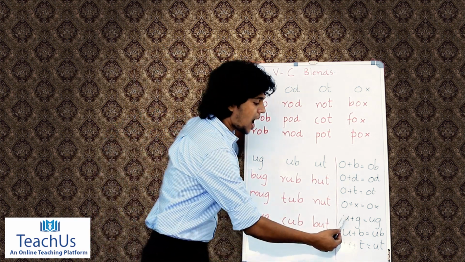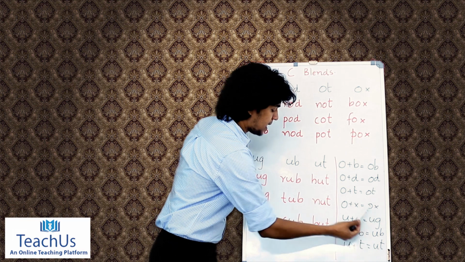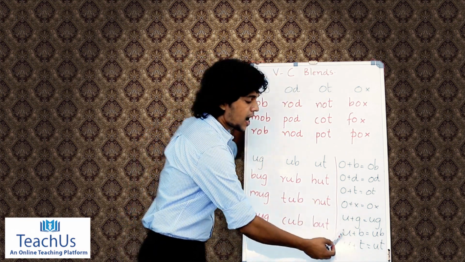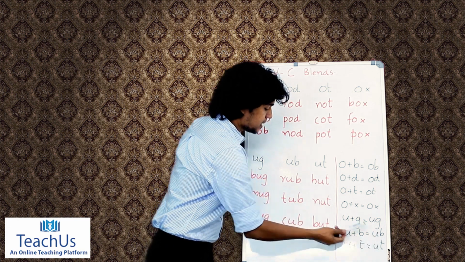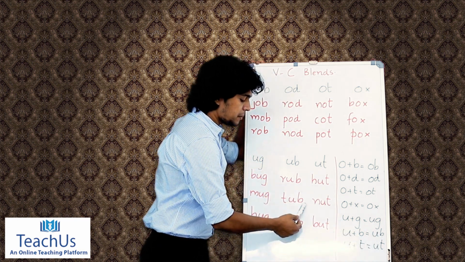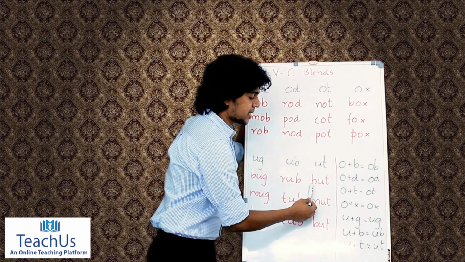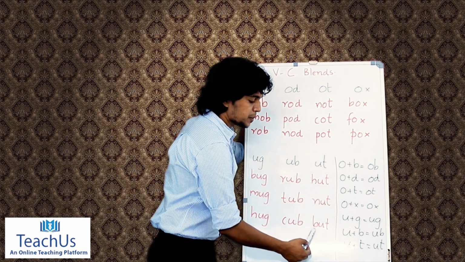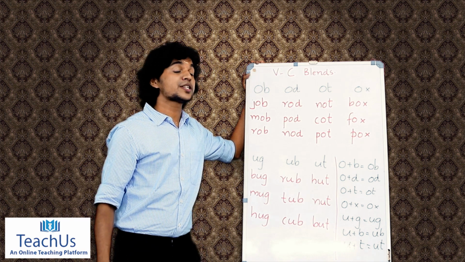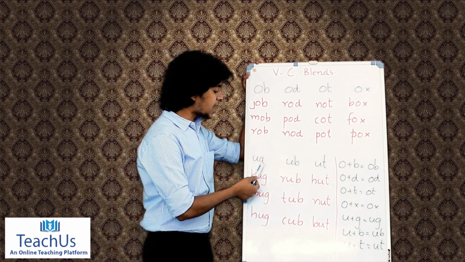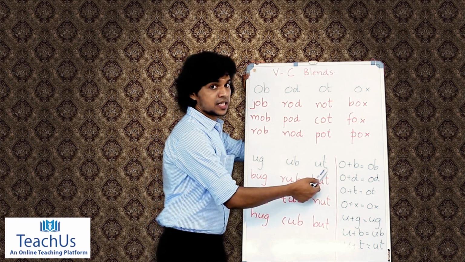Once again, Ug, as in bug, mug, hug. Ub, as in rub, tub, cub. Ut, as in hut, nut, butt. So the blend sounds that begin with U are Ug, Ub, Ut.